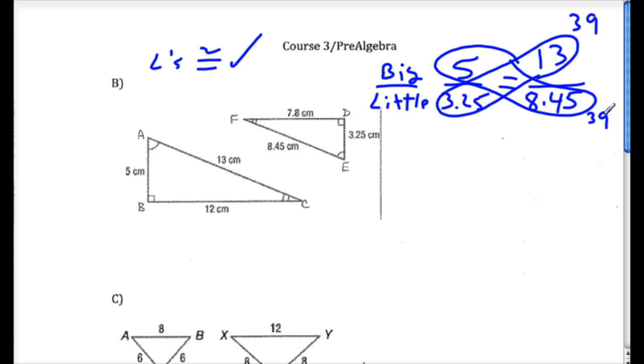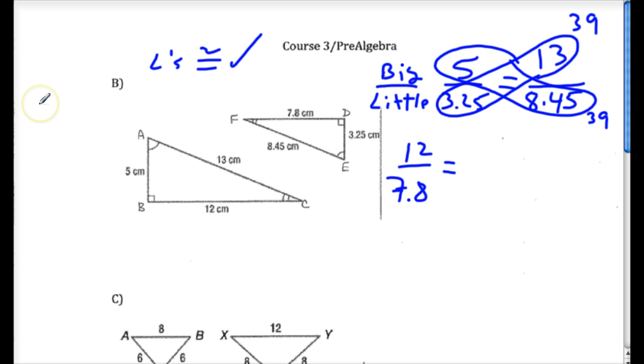But there's one set of sides we haven't checked yet. Look at what Burke did, these two. Which set of sides have we not checked yet? The hypotenuse. 13 and 8.45, I think, are the hypotenuses. FD and CB. What are those numbers, though? 12 and 7.8. Nice. Everybody write 12 over 7.8. You've got to check them all, the third side, and then set that one up equal.